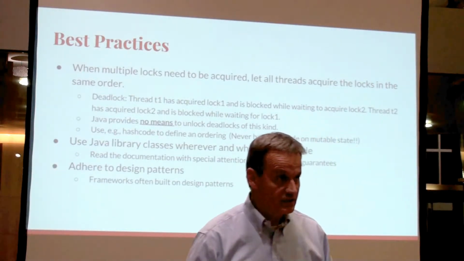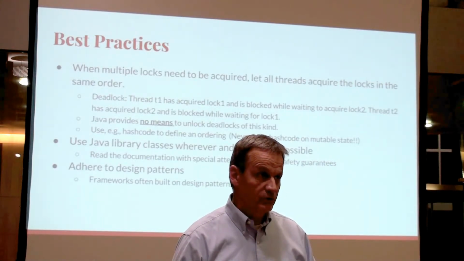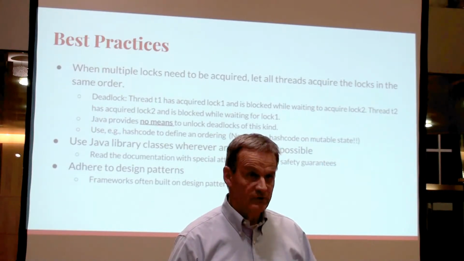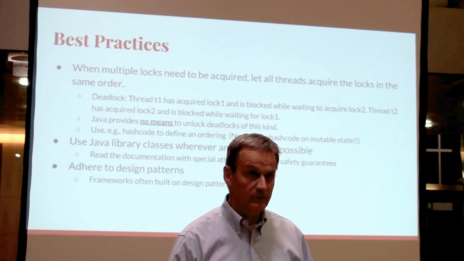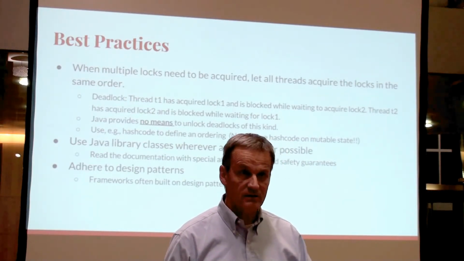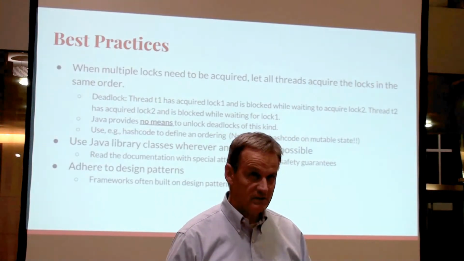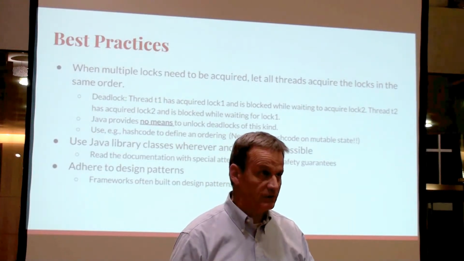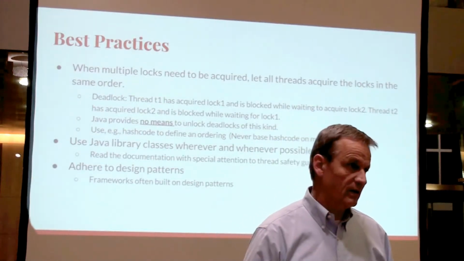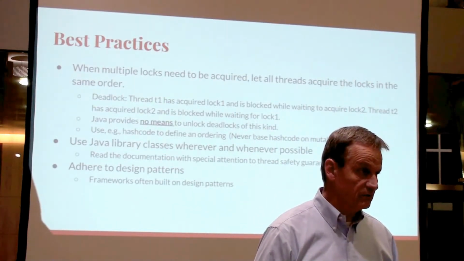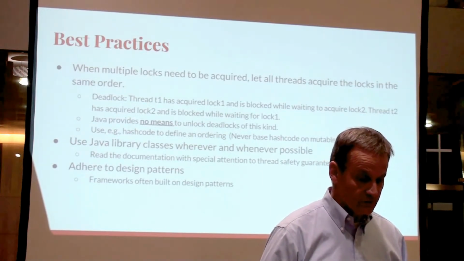And one strategy here is to always acquire every lock in the same order. So you can use, for instance, the account number to decide which lock you acquire first. Every account has a unique account number. So the account that has the lowest number, you acquire that lock first. And you avoid these circular deadlock situations. They can be very tricky to discover. Using the library classes can be a way of avoiding them because you can avoid these situations.